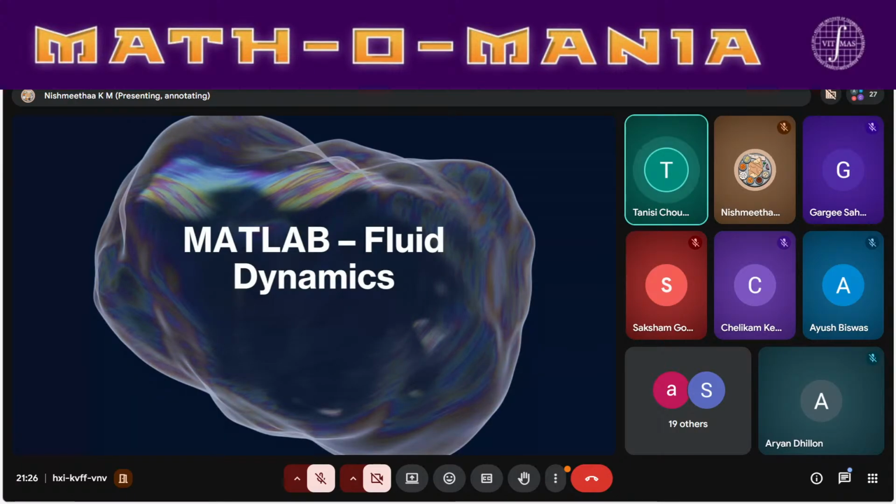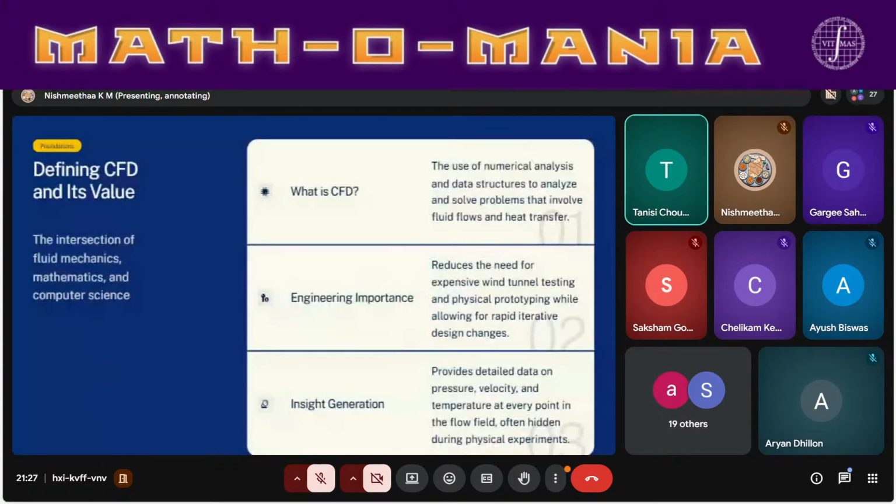Okay. Well, the answer to all of these questions is simply computational fluid dynamics, or CFD. So let's start with our journey into today's session. Slide, please. Okay. So now what is CFD? CFD is basically a combination of fluid mechanics, mathematics, and computer science or programming.